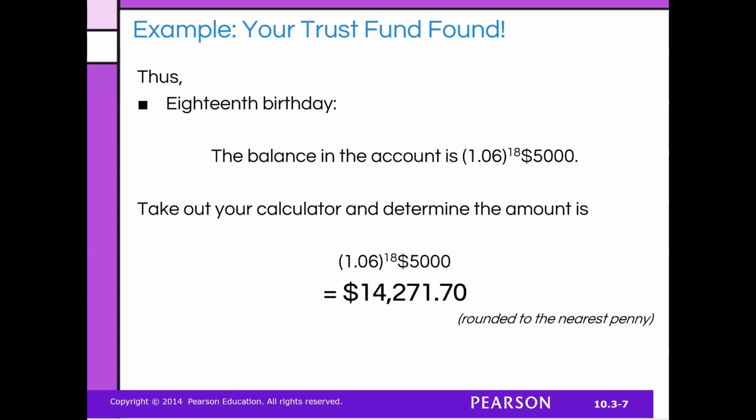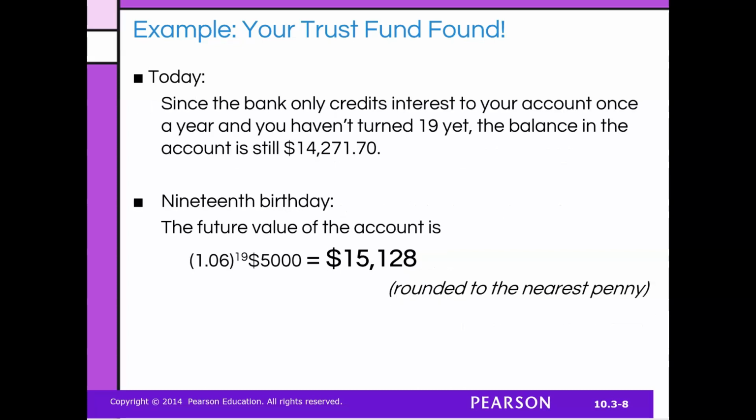So on the 18th birthday, you can see that if you type that into your calculator, don't type in the money sign, it's around $14,000. So you started, Uncle Nick gave you $5,000, but 18 years later, it's $14,000. Since the bank only credits interest to your account once a year, you haven't turned 19 yet, so the balance is $14,000. So you want to know, should you wait 2 more months until your birthday? That means you get another interest payment. So now you're looking at $15,000.